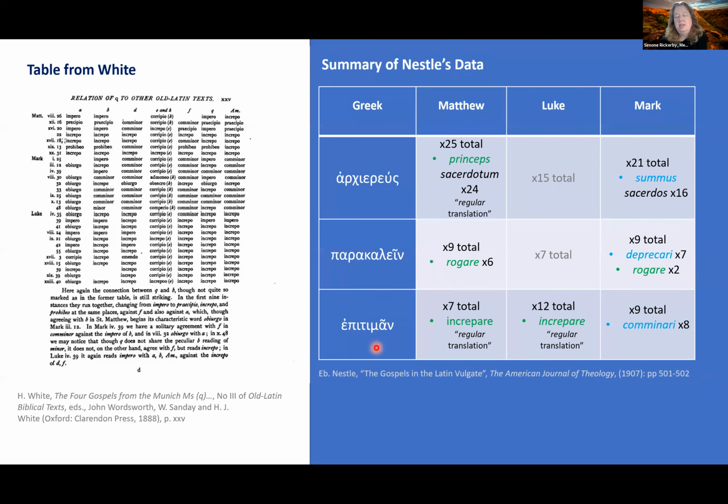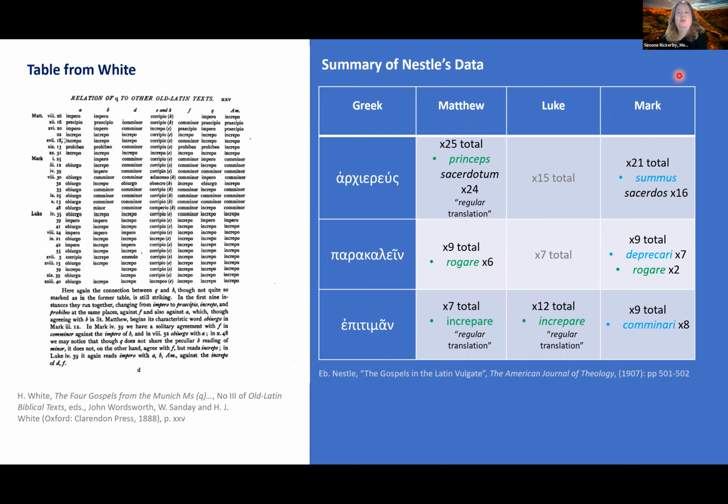and you can see the items of Greek that he's highlighted, and then each column here represents what he states within the text about the relationship of the respective Vulgate Gospel translation in relation to that Greek. So here, for example, Matthew translates Archieros 25 times and has princeps sacerdotum 24 of those times, while Mark, for example, has summus sacerdos 16 times. So we can see that the princeps in the summus is something that's particular to Matthew and Mark. And the omissions from Luke is because in those specific examples, Nestle does not talk about Luke.